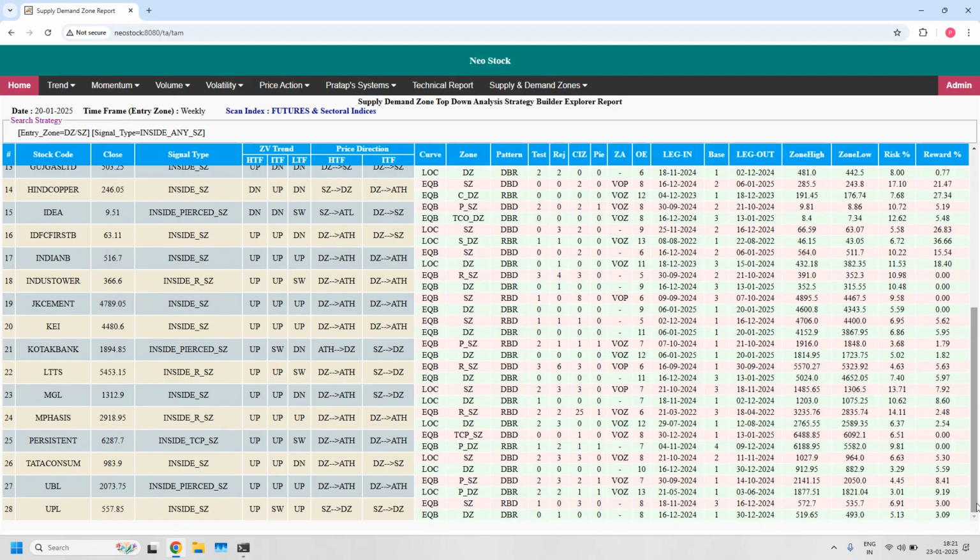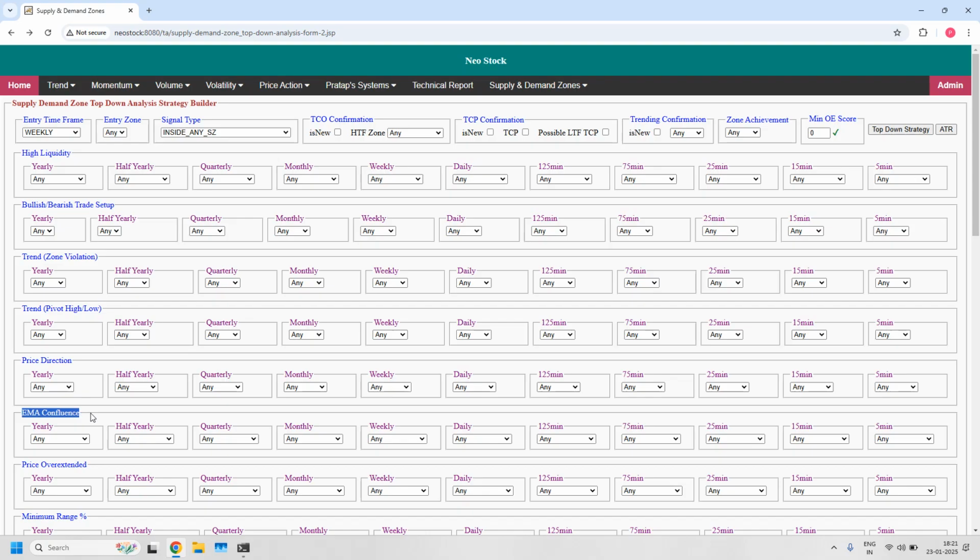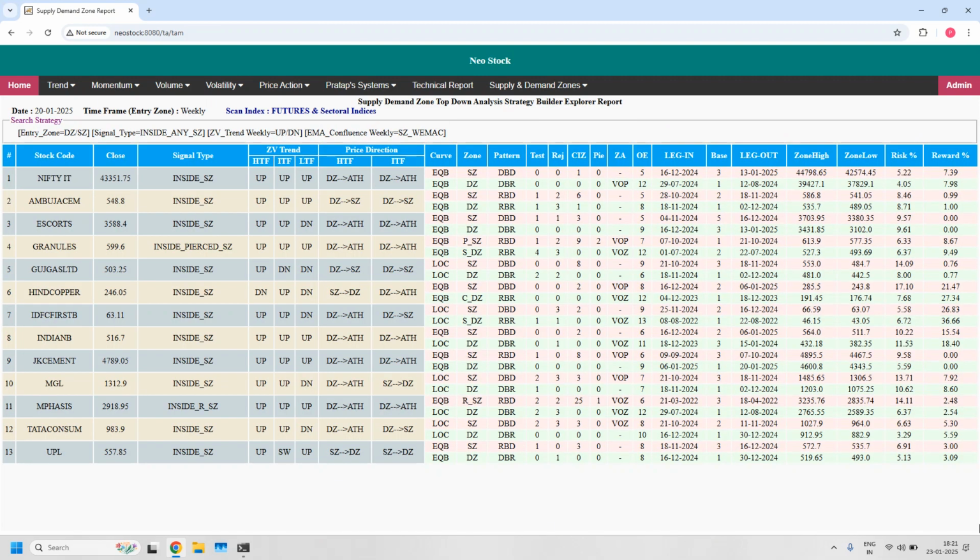Price closed inside the weekly supply zone. So how many of these weekly supply zones are having weekly EMA Confluence? Let's filter. EMA Confluence, weekly time frame, weekly supply zone having weekly EMA Confluence. The trend on weekly time frame should be up or down. Let's filter. Now 13 stocks. All these 13 stocks are having weekly supply zone having weekly EMA Confluence. This is about weekly time frame.